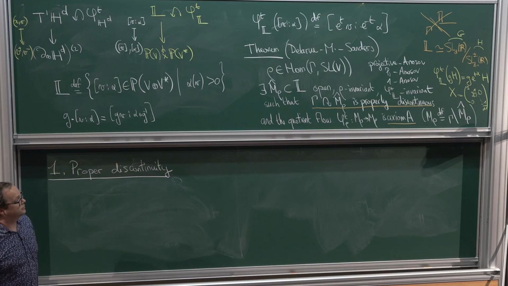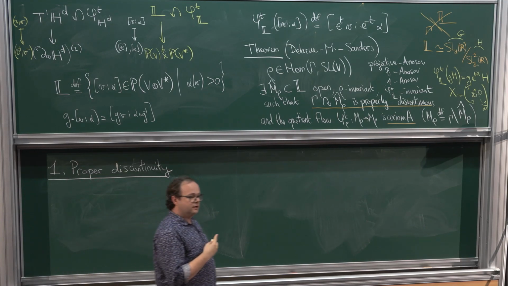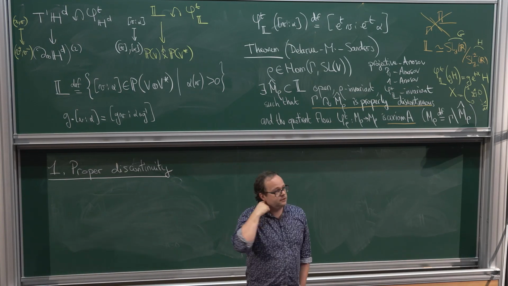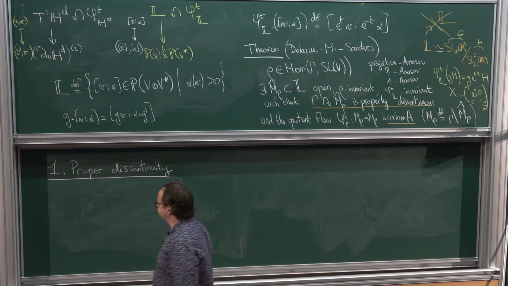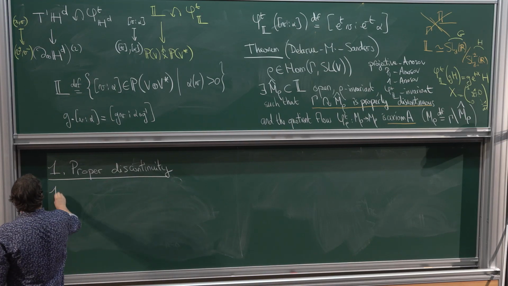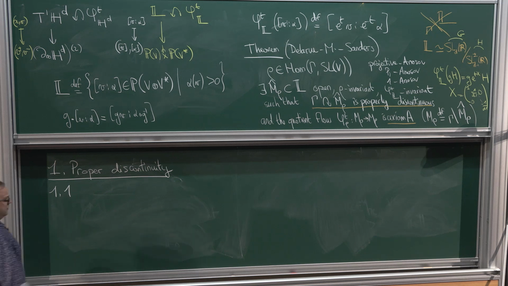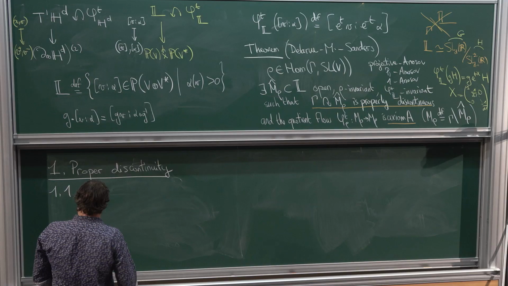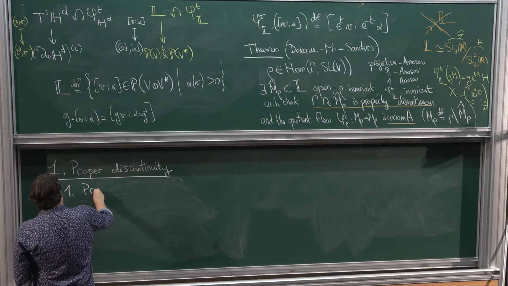So essentially, we're trying to construct this M row hat here, right? And prove that the action of gamma on there is properly discontinuous. And there are a few key notions that we need to be familiar with before we can do anything like that. The first one is proximality.